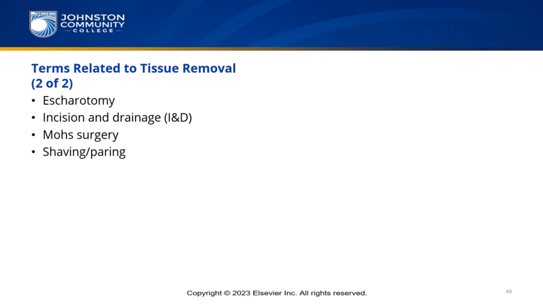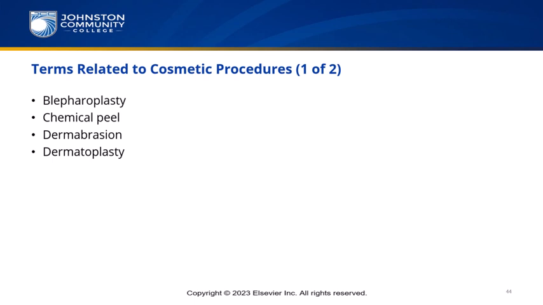I&D is different from this. Next, we have Mohs surgery, which is a repeated removal and microscopic examination of layers of a tumor until no cancerous cells are present. And finally, we have shaving and paring, which is slicing of thin sheets of tissue to remove lesions.